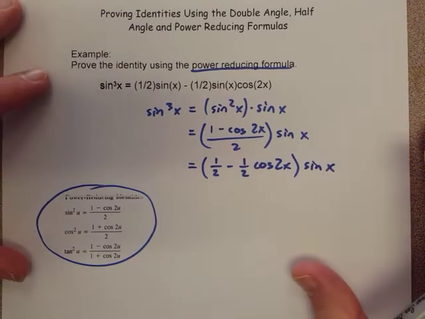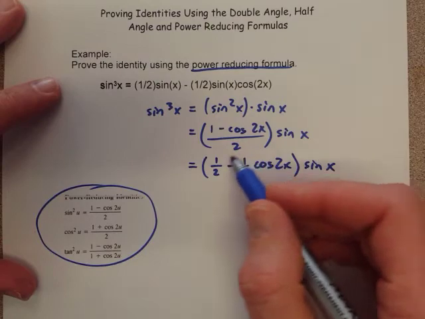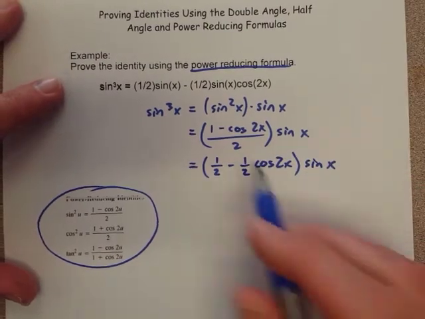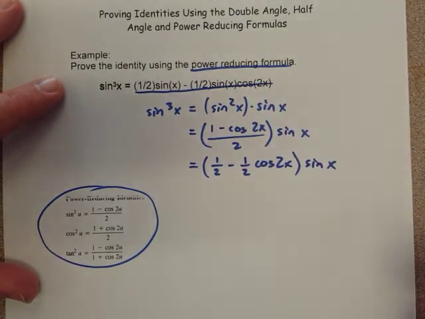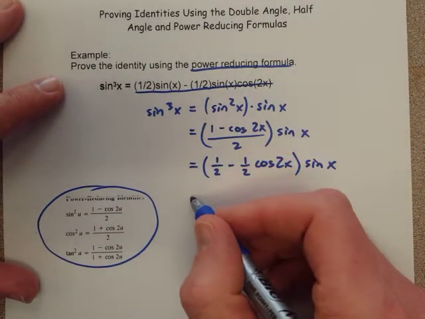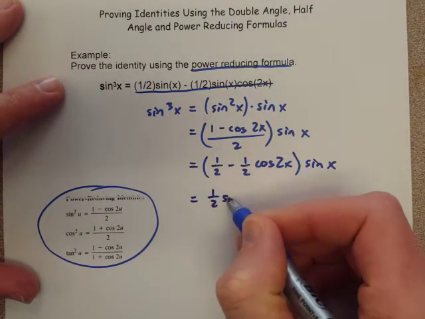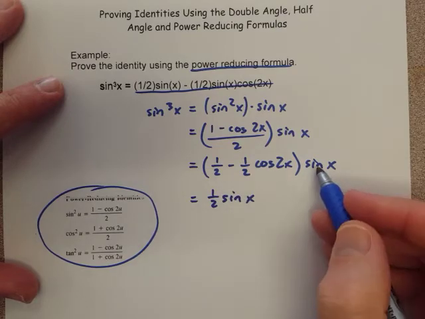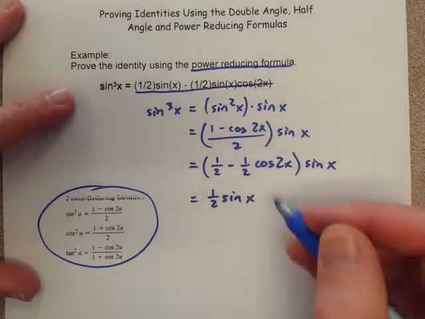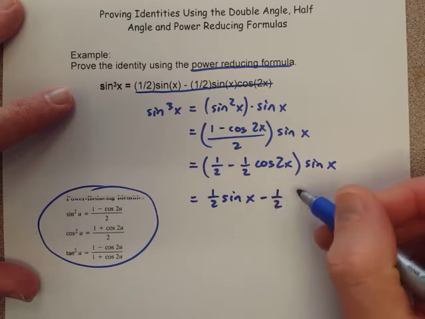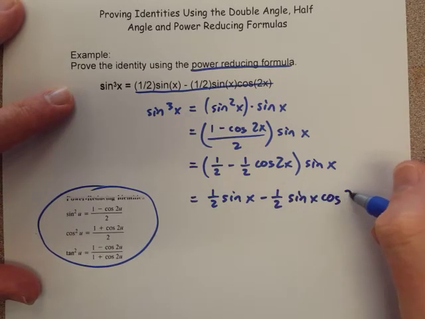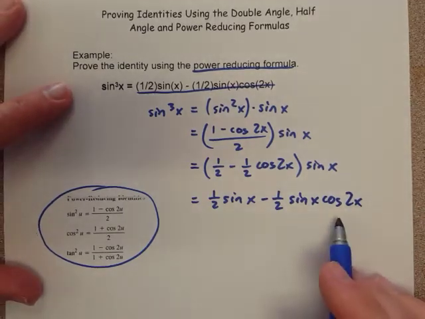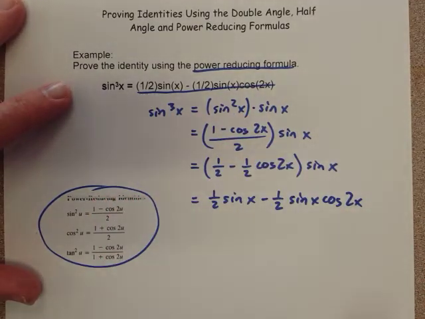Last step in this process is just going to be to distribute the sine to each one of those, to make it look just like what we see up here, this whole right-hand side. And so sine times 1/2, that's 1/2 sine. And then we distribute it into here. We want the minus 1/2 sine times cosine 2x, and we'll find that that is the right-hand side we were looking for.